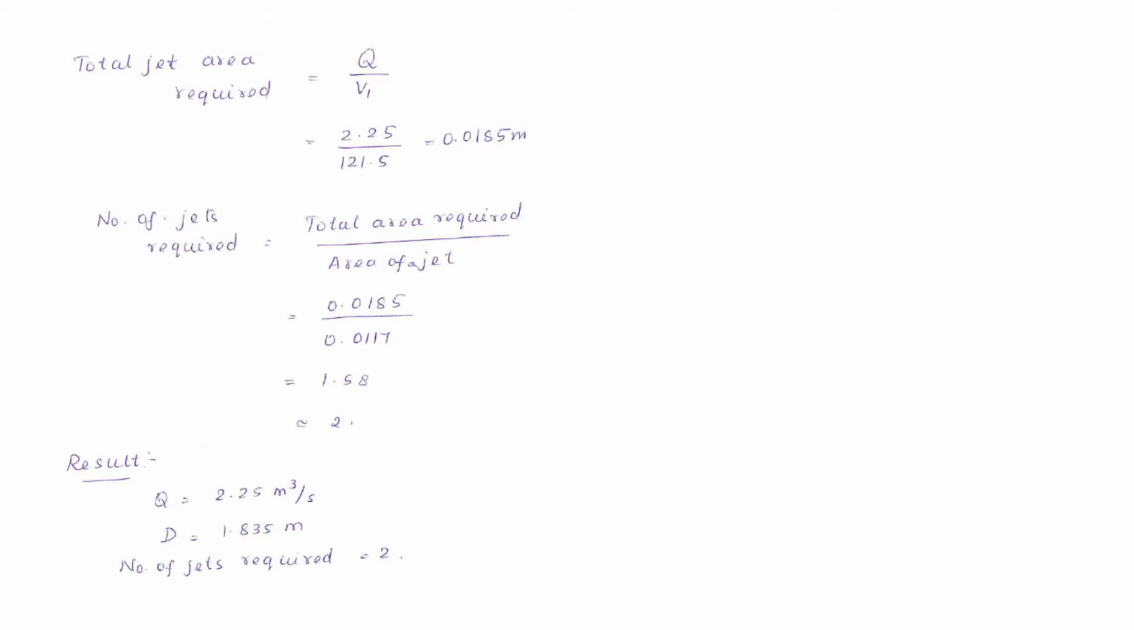So total area required is equal to discharge, that already we found out, Q divided by V will give you the total area required. So now we can find out easily the number of jets. Number of jets is equal to total area divided by area of the jet, which will give you the value as 1.58. We can round it to 2 jets. So finally you have to write down the result: the discharge, the diameter, and the number of jets required.